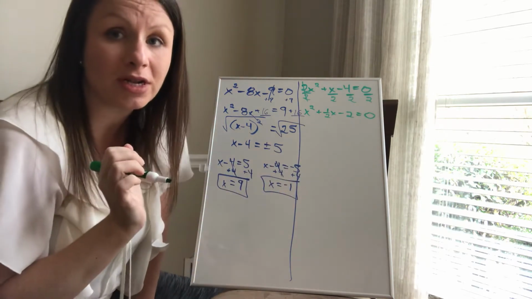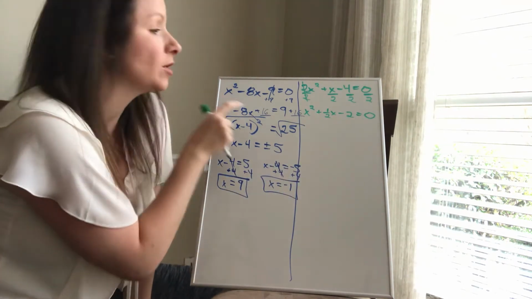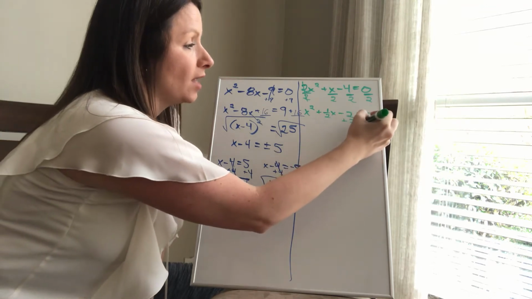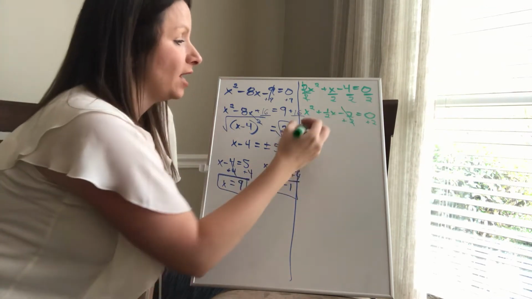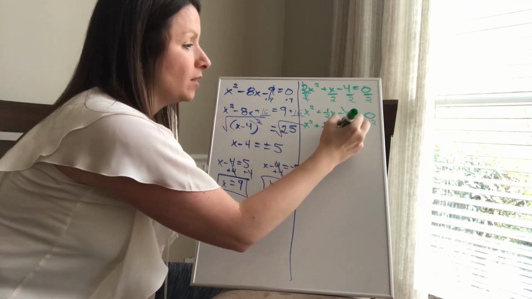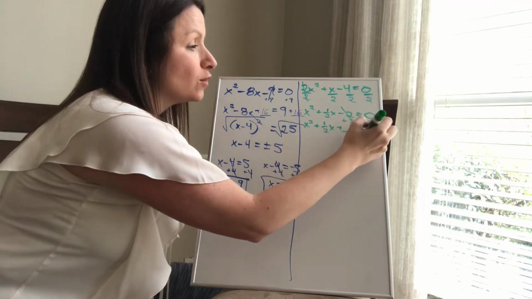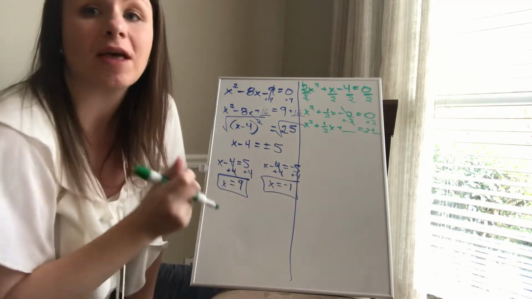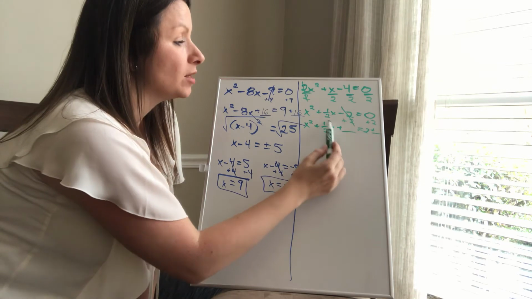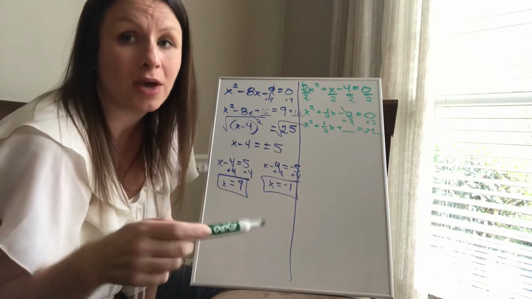Okay, so now I'm ready to try to solve it like I did the last one. I'm going to start by moving this negative 2 over to the other side. If we add 2 to both sides, we get x squared plus 1/2 x plus blank equals 2 plus blank, whatever that blank is. And remember, we need to figure out what that blank is by taking your middle term, dividing it by 2, and then squaring it.